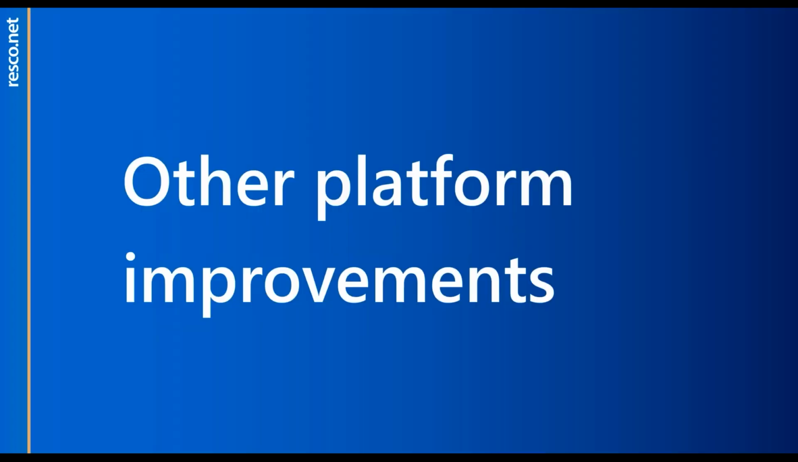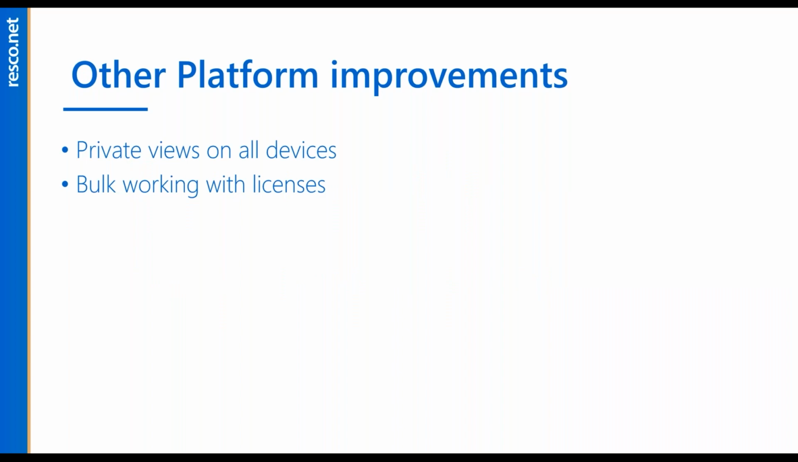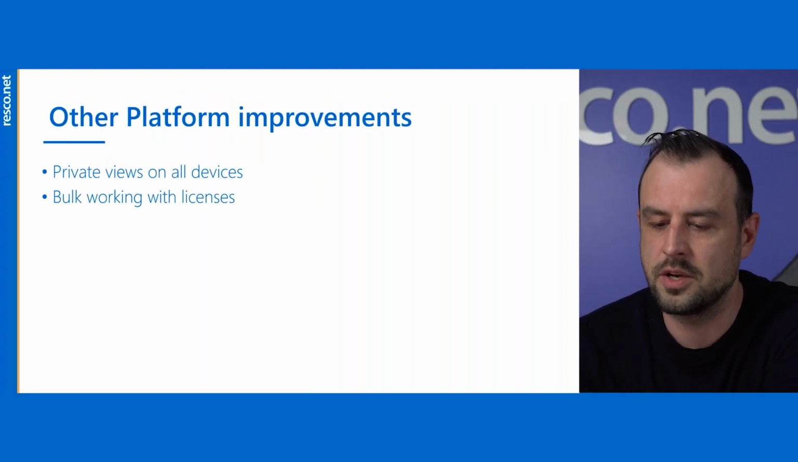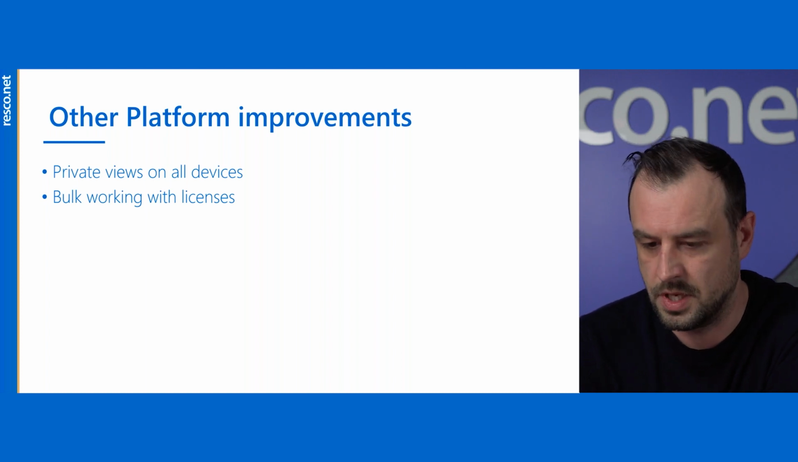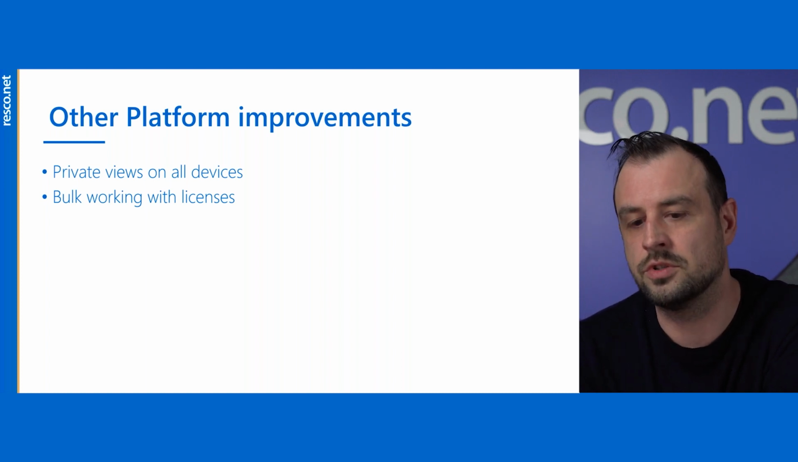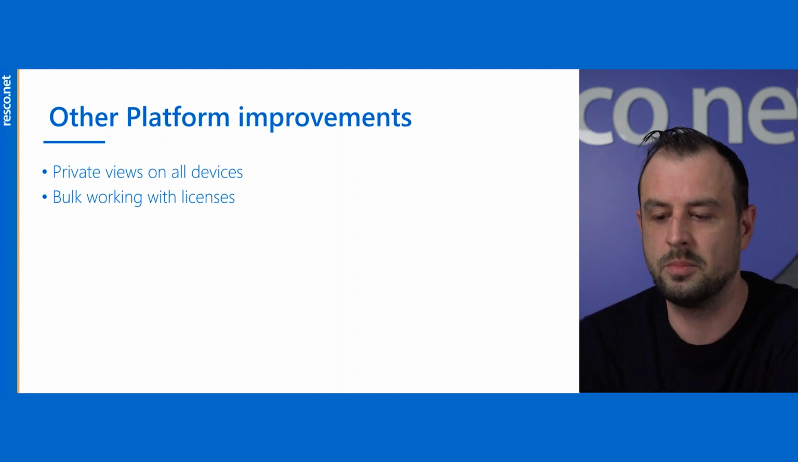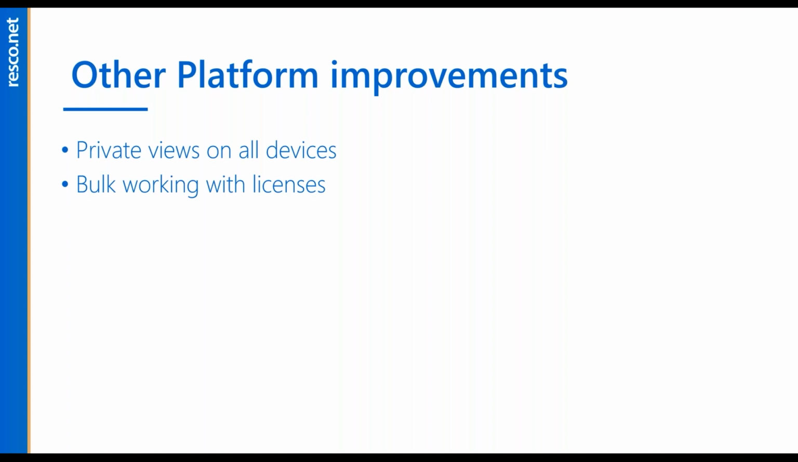Other platform improvements, I can mention two of them. One of them is called private views on all devices, and basically what are private views in Resco? Private views are personal or custom views created by the application user. Until now, they have been stored on the user device, but with this release, it's also possible that they will be saved in the cloud. So when the user switches the device or uses a different device with the credentials, the views can be transferred as well.